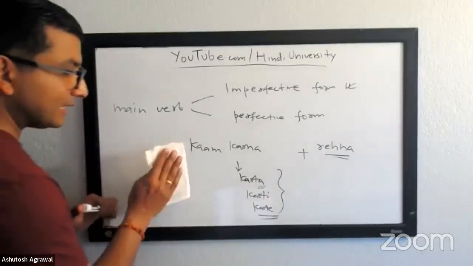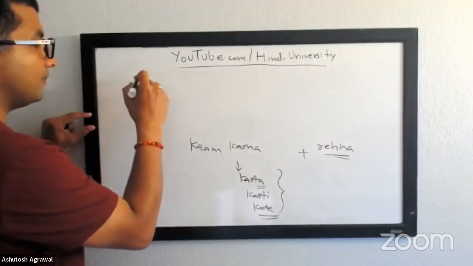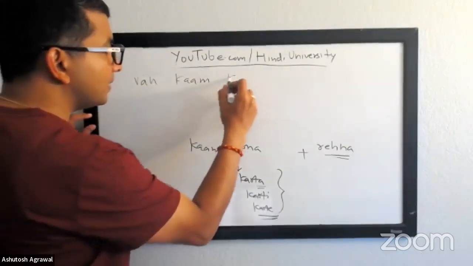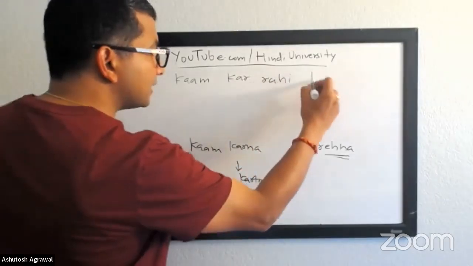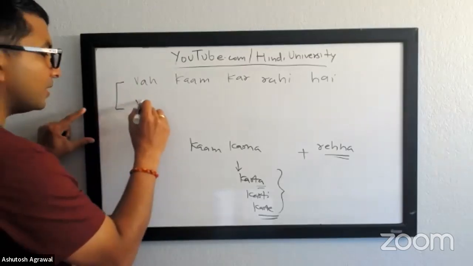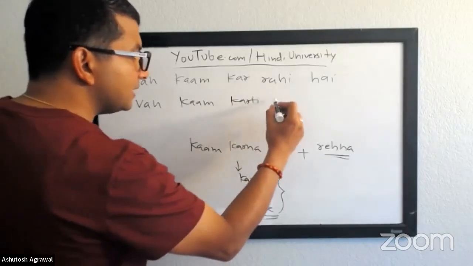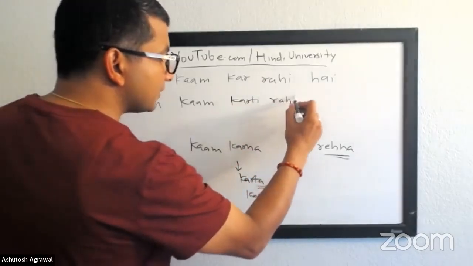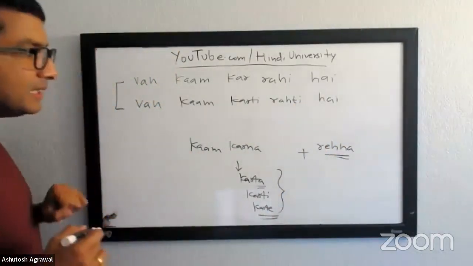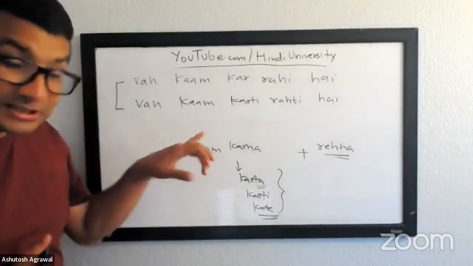So I'm going to erase it and give you some more. वह काम कर रही है. Just before I jump into more examples, I want you to read these two sentences. Versus वह काम करती रहती है. वह काम कर रही है versus वह काम करती रहती है. Okay, so she's working and she keeps on working. That is correct.